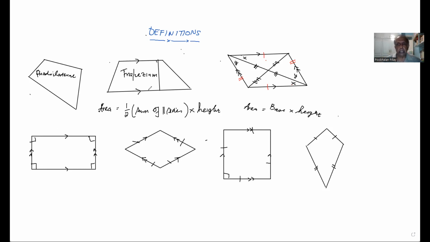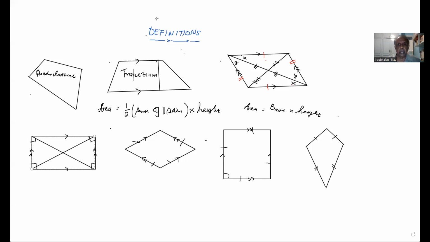Another useful thing about a rectangle: we already know that the diagonals bisect each other, but another very important property of a rectangle is that the diagonals not only bisect each other, but they are equal in length. You can't say that for a general parallelogram. You can't say that in any parallelogram the diagonals are equal. You can see one is a long one, another one is a short one in a random parallelogram. But in a rectangle, the diagonals are actually equal.